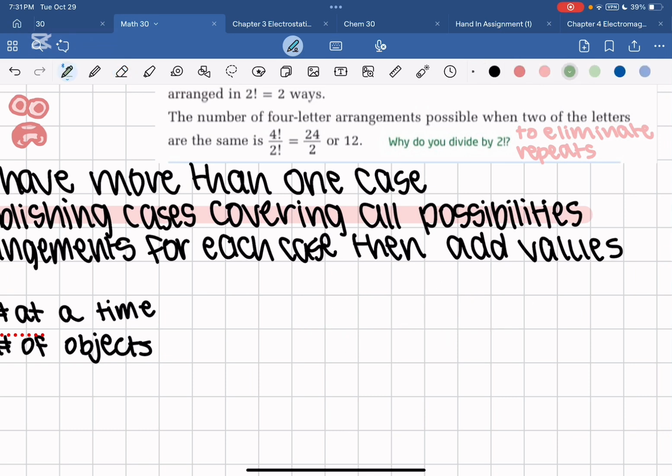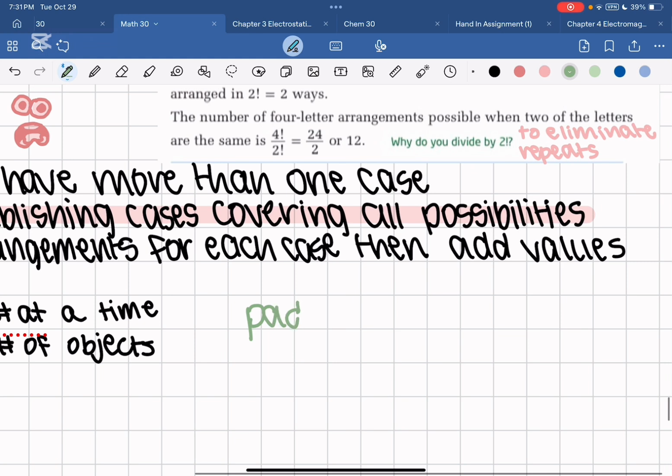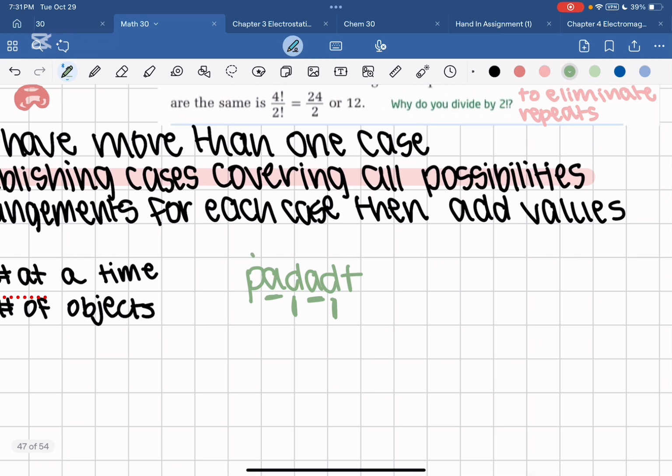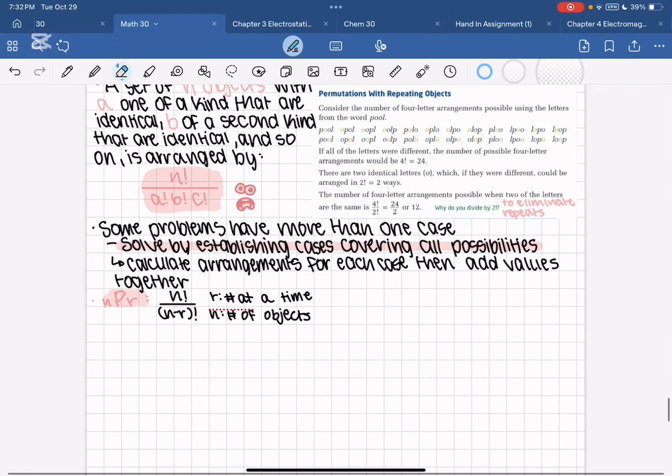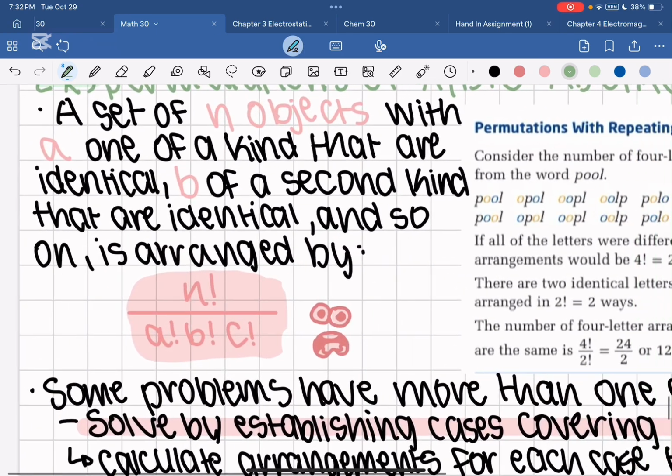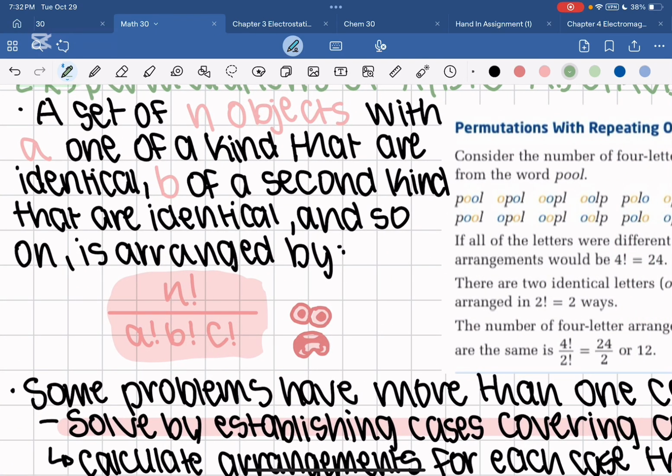If you had a word, let me just make up a random arrangement, you would have to account for both of the objects that repeat. So this has 1, 2, 3, 4, 5, 6 letters. And there is an A that repeats twice and a D that repeats twice. So that's what you divided by to get your total amount of permutations. This is the general formula to be able to solve for repeats.